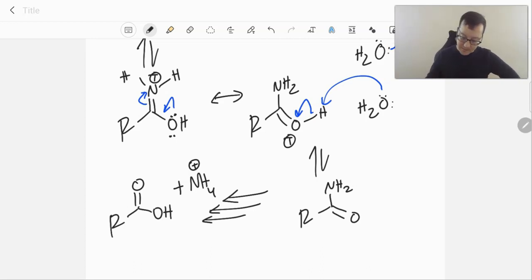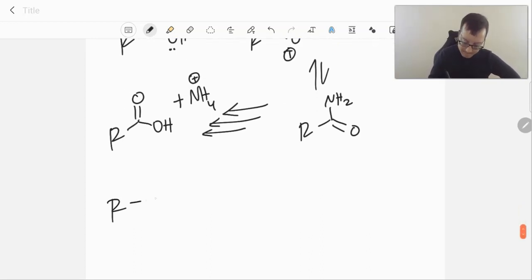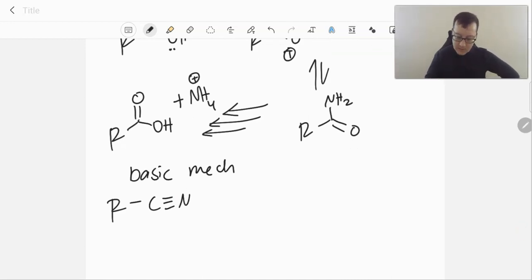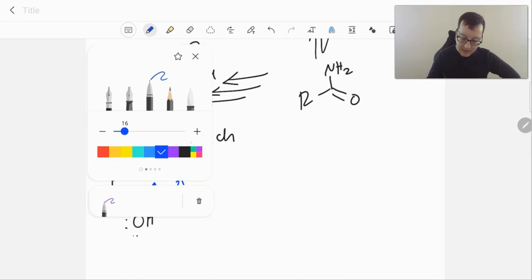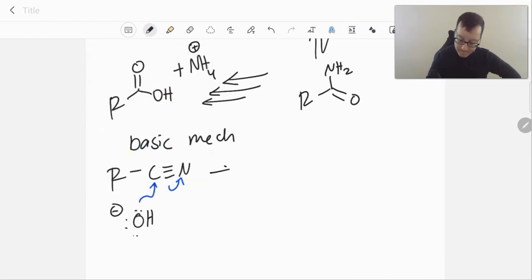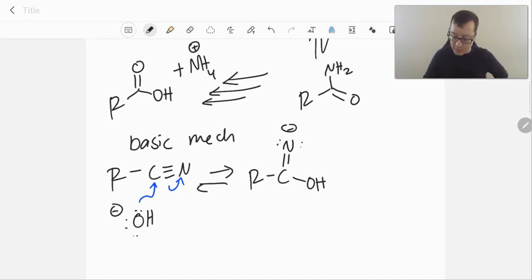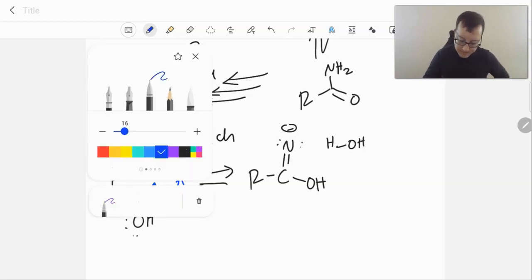We can take a look at the mechanism in basic conditions as well. So we're going to just avoid a lot of the proton transfer steps. So first thing first, in this case, is our nucleophilic attack. Opens up our carbonyl. We're going to produce water. And now we have the nitrogen that's negatively charged. It's going to go ahead and grab a proton off of the water that we just made.